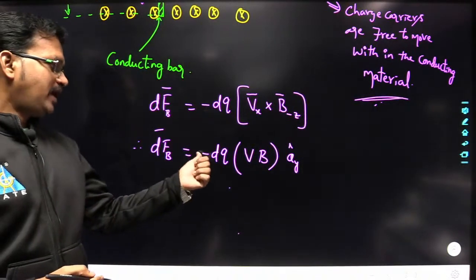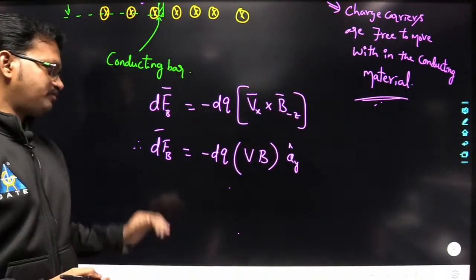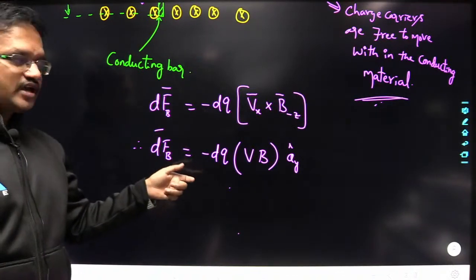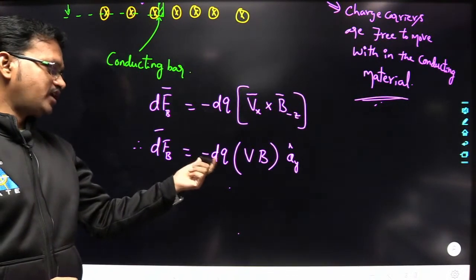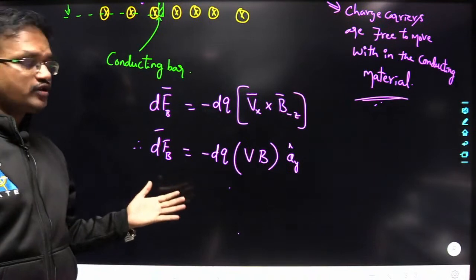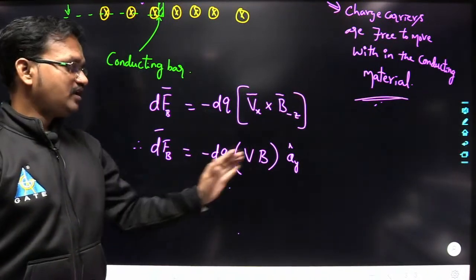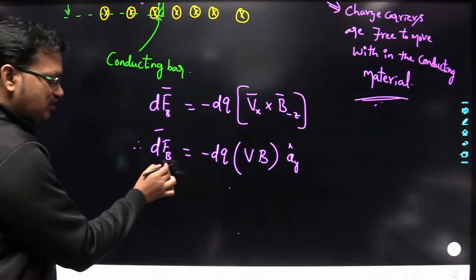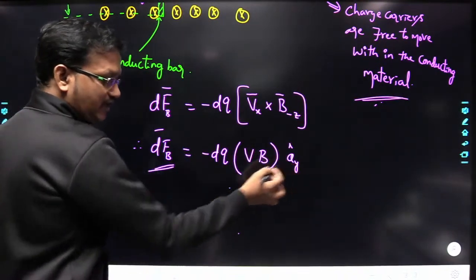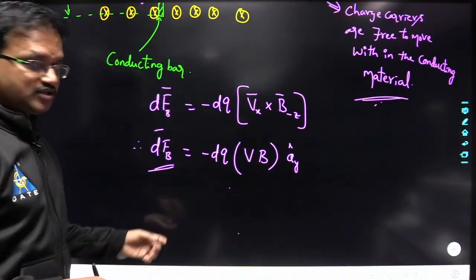So minus ay cap here means the small differential negative charge carrier is going to experience a force in which direction? In negative y direction. See, the resultant force will be in which direction? Minus ay cap, that means in negative y direction.